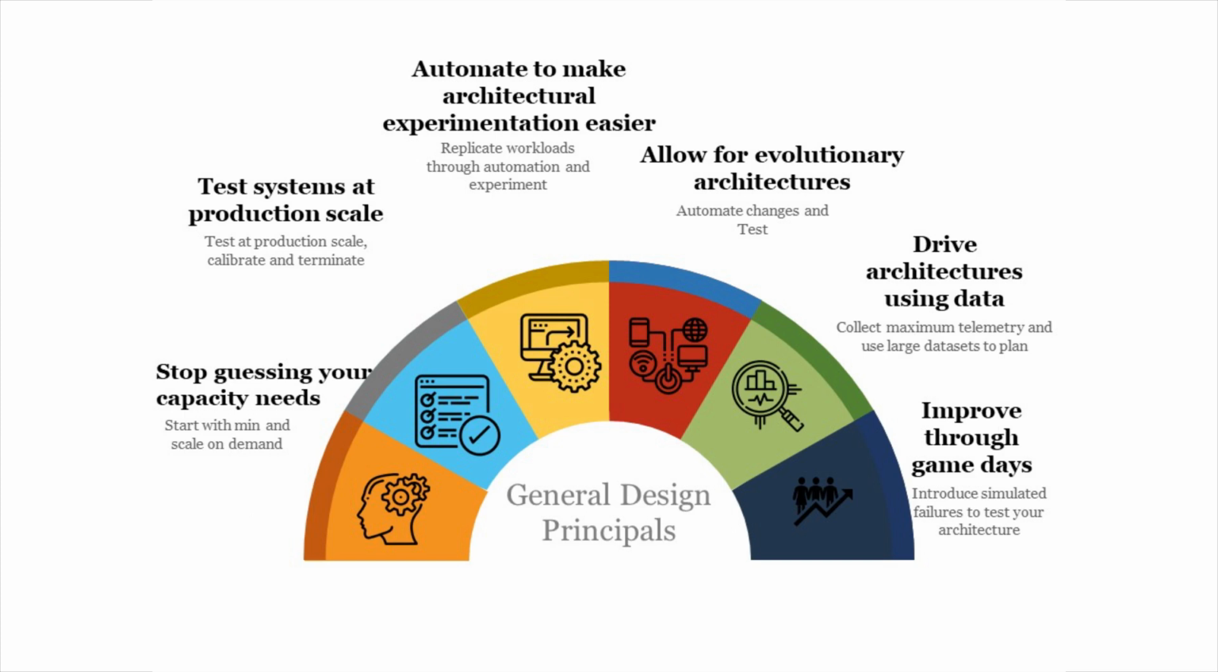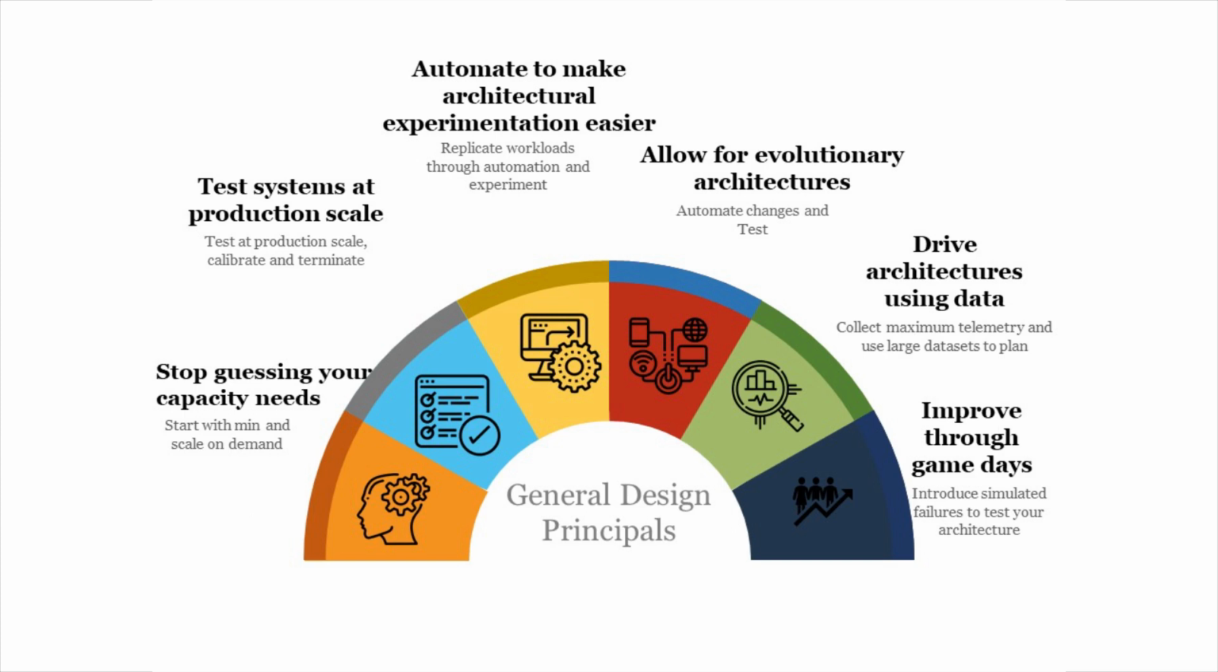1. Stop guessing your capacity needs. In the traditional environment, you had to guess how much infrastructure you needed, and that was often based on high-level business requirements and demand. This exercise was usually done before even a line of code was written. With cloud computing, you no longer have to do the guesswork. You can start with a bare minimum capacity and scale up on demand to whatever and whenever you need.